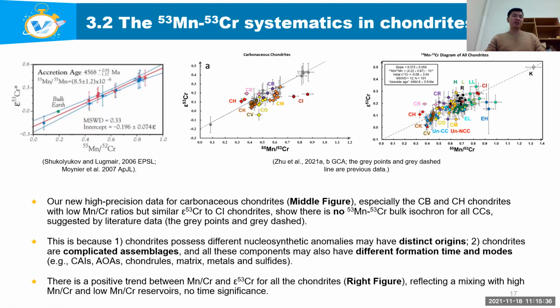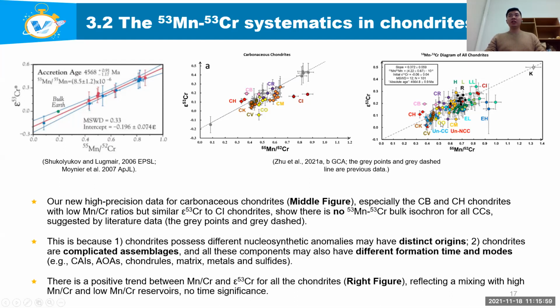And then chondrites are complicated assemblages, and all these components may also have different formation times and modes. We know that like CAIs and chondrules, maybe they do not always form at the same time, and we don't know the formation time of the matrix.